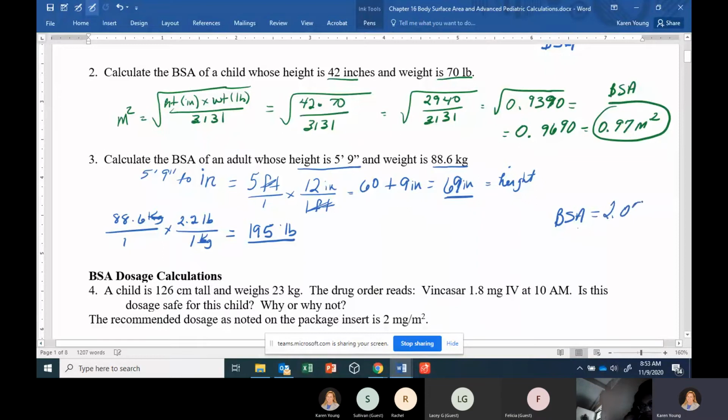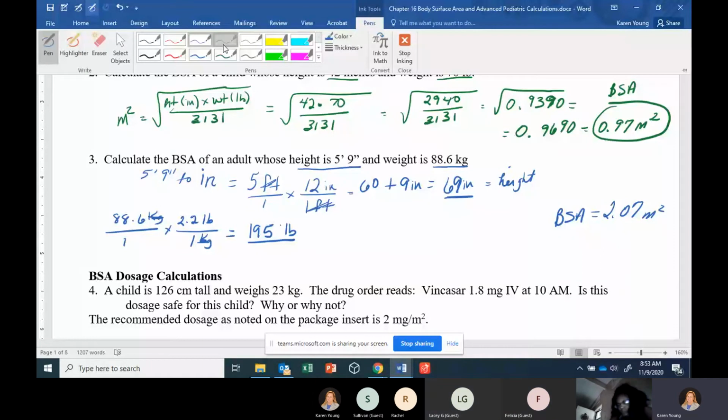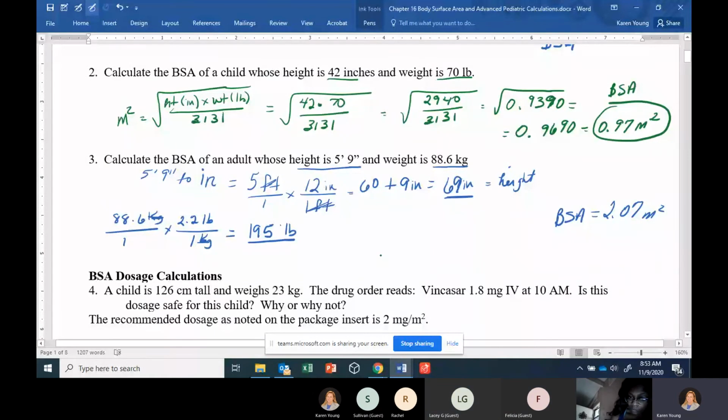Okay, so did you all get 2.07 meters squared for your BSA? So we're not supposed to round up? I got like 2.1, so we're not supposed to round up? You round it to 2 decimal places. Okay. I would have taken 2.1. I'm not that picky, as long as you showed me what you did.